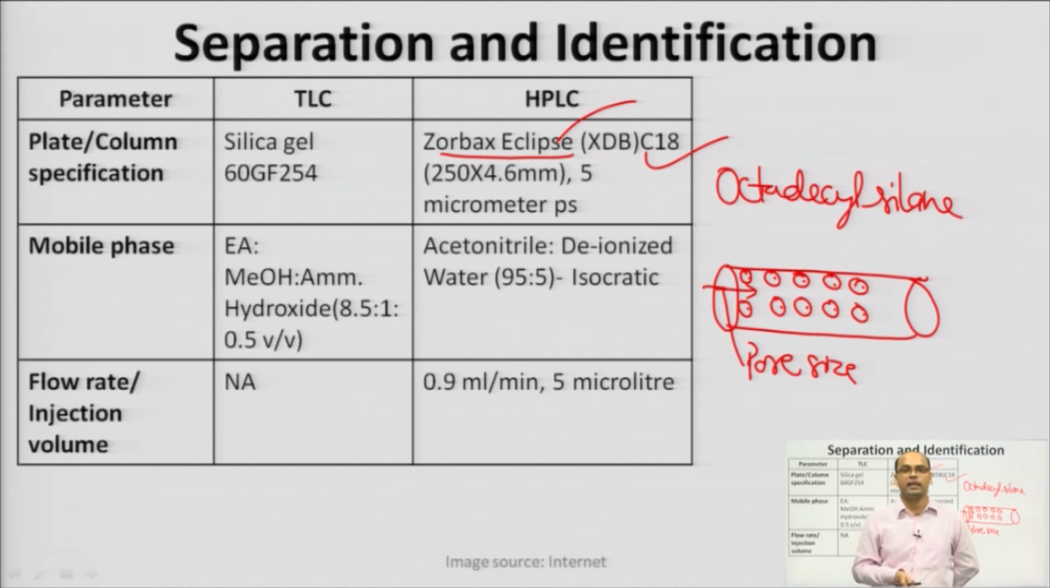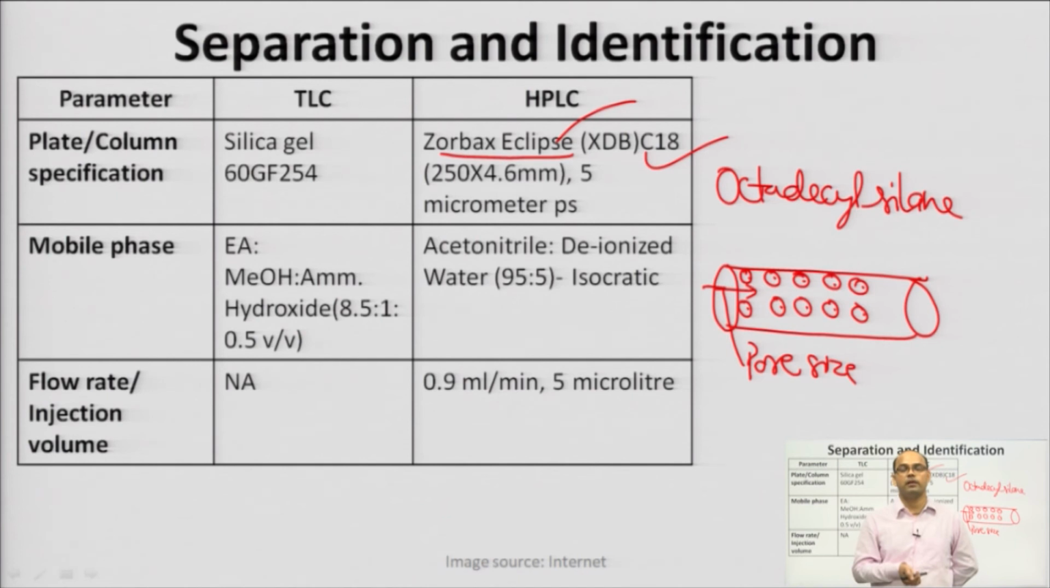We have performed the isocratic elution. Isocratic elution means we have utilized the same mobile phase throughout the separation. We have used the acetonitrile and deionized water combination in the ratio of 95:5 throughout our elution time. The flow rate in the column was maintained at 0.9 ml per minute, and the injection volume which we have injected in the HPLC column is 5 microliter.